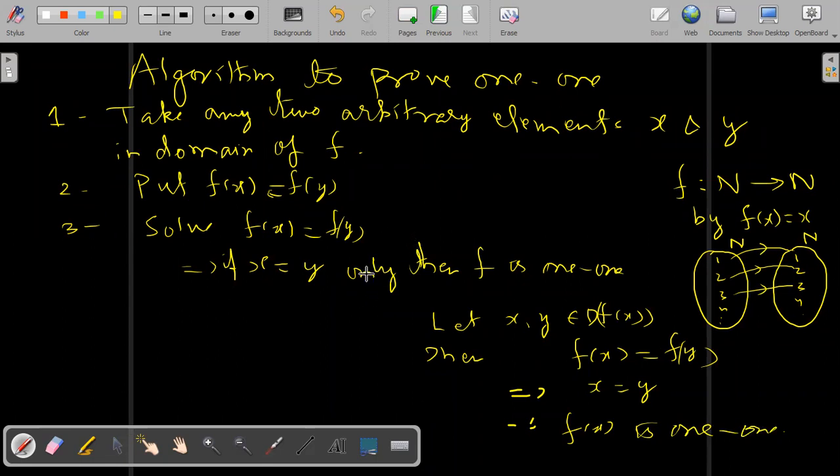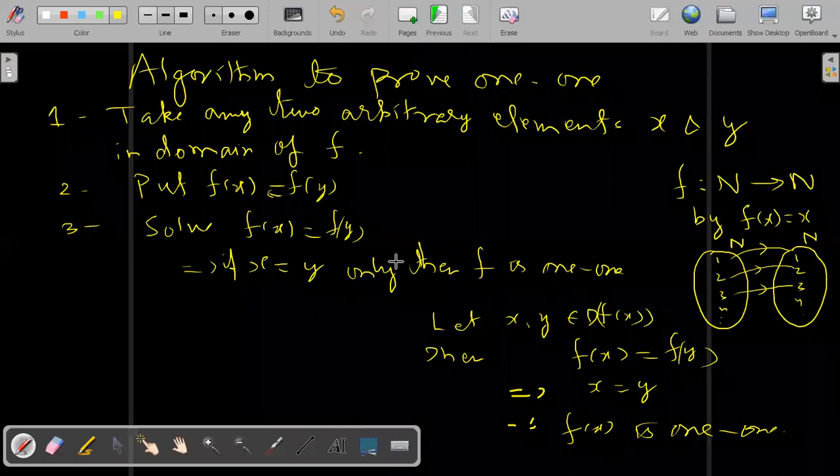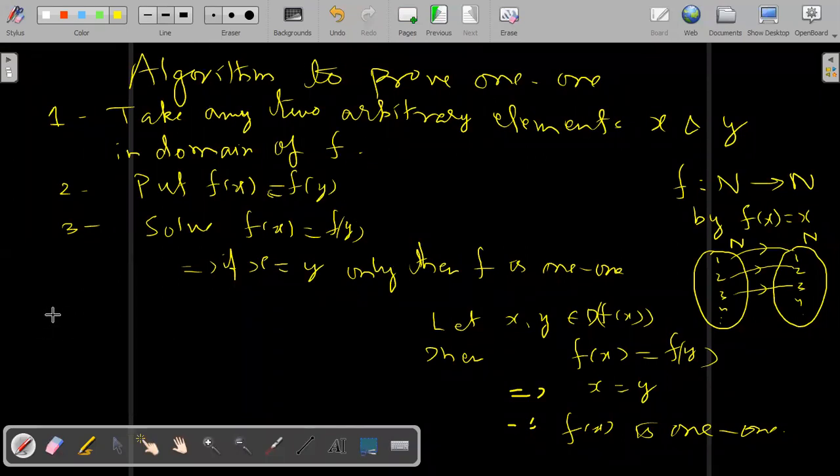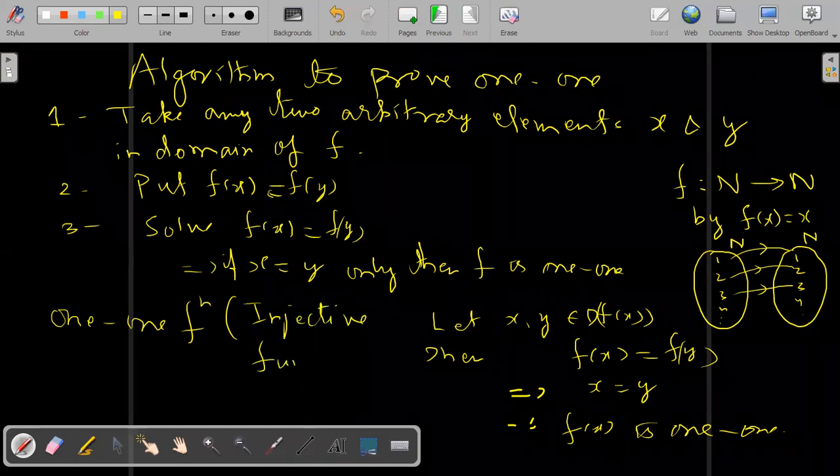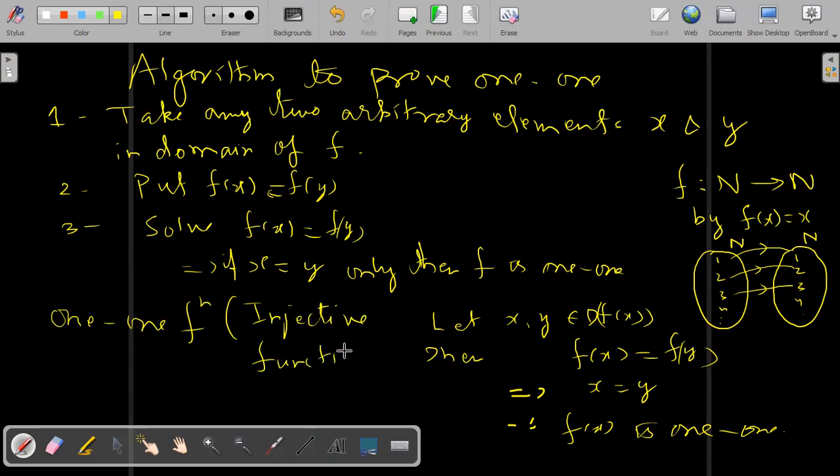Now the next topic: when a function is one-one, it is also called an injective function. Sometimes they use this word: prove that it is an injective function. So we have to prove this one.